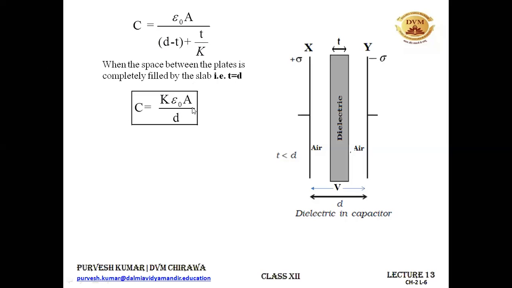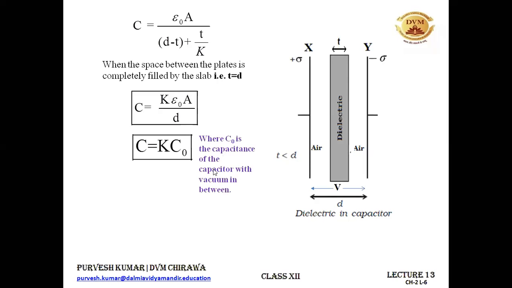And this epsilon naught A by D was the formula for the capacitance of the parallel plate capacitor when vacuum was there in between the plates. I'm talking about only this epsilon naught A by D. You can just see it in your copies. This epsilon naught A by D was the capacitance of the parallel plate capacitor when no dielectric slab was inserted in between the plates. So you can write it like this also, where C naught is the capacitance of the capacitor with vacuum in between the plates.